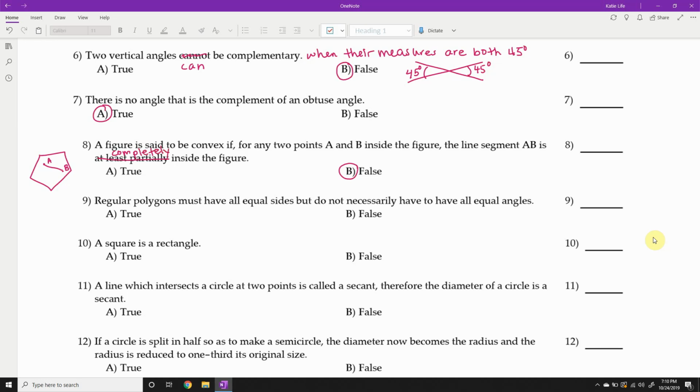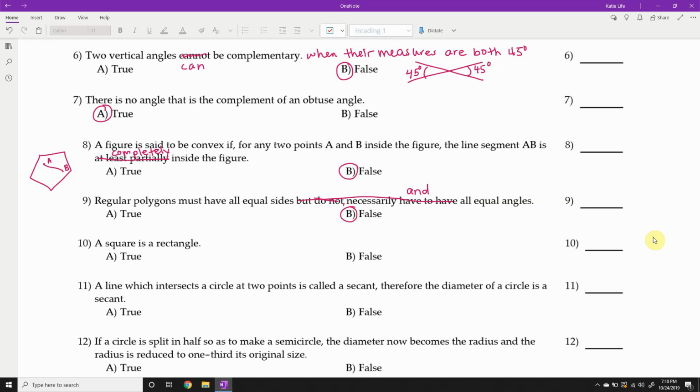Number 9, regular polygons must have all equal sides, but do not necessarily have to have all equal angles. Well, again, that contradicts the very definition of it being a regular polygon. This is false. Regular polygons must have all equal sides and all equal angles. That's just by definition.